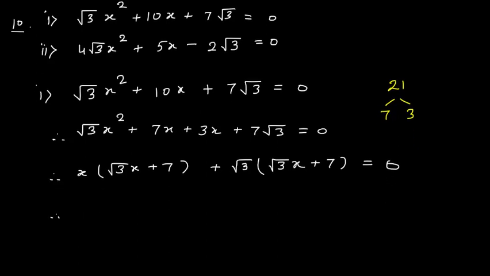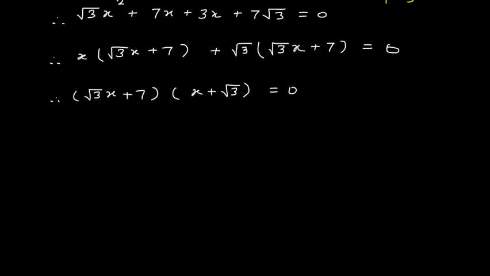So therefore here we get (root 3 x plus 7) into (x plus root 3), and this is equal to 0. So therefore you will say that either root 3 x plus 7 is 0, or you will say that x plus root 3 is 0.